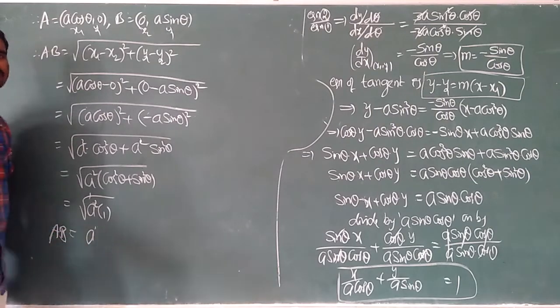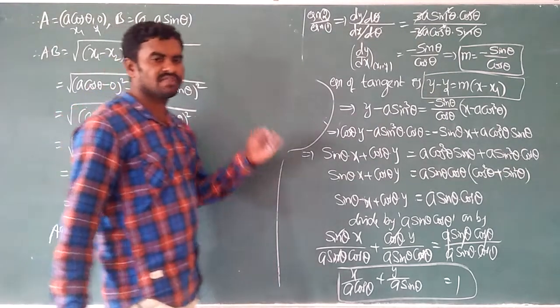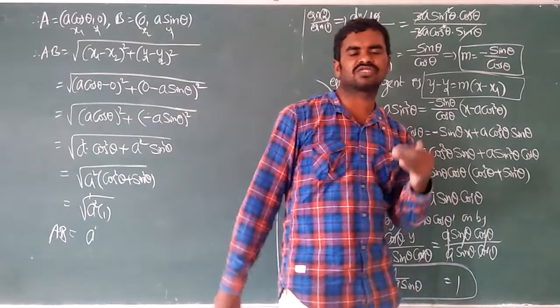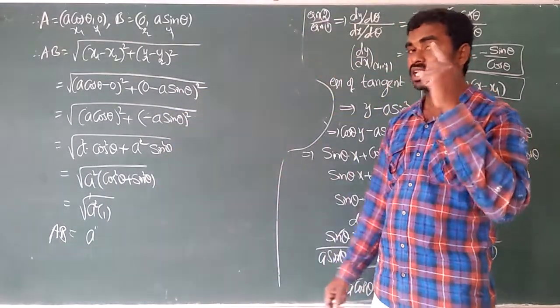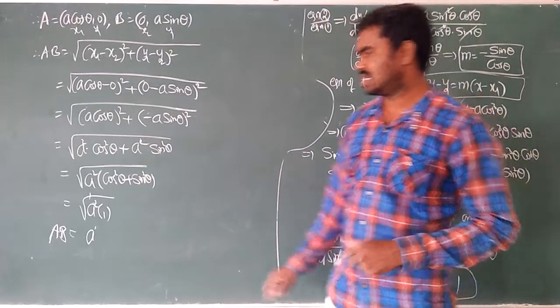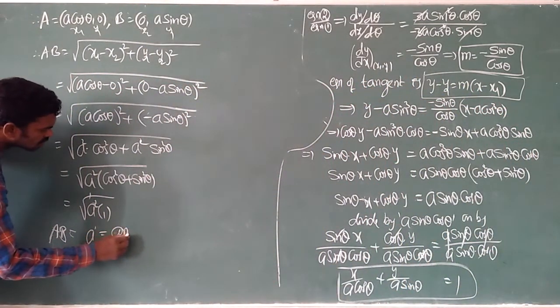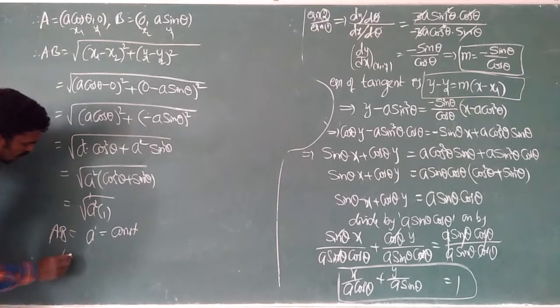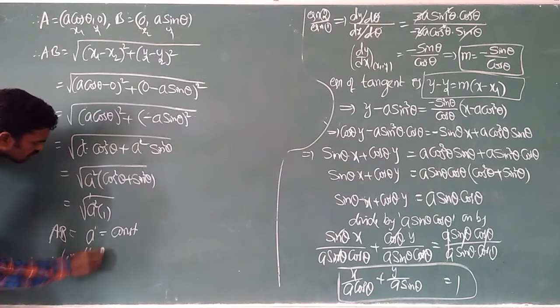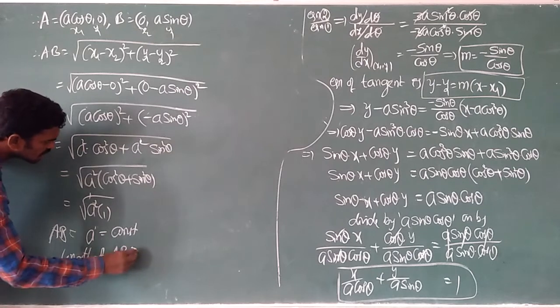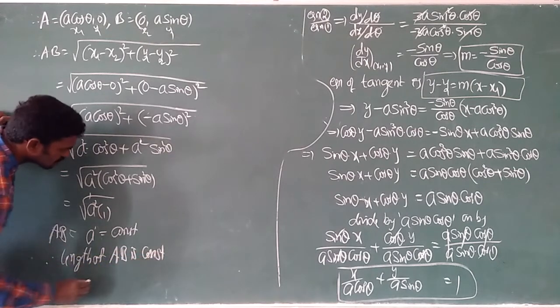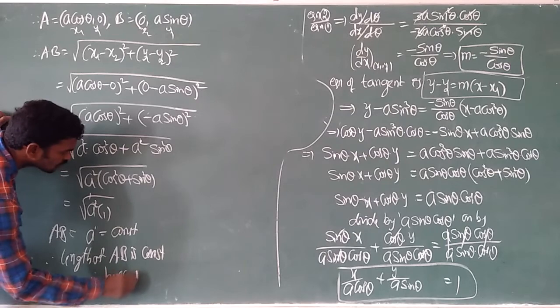A means what? A is some constant. Am I right? In the given equation, x power 2 by 3 plus y power 2 by 3 is equal to A power 2 by 3. That A is nothing but a constant. Yes. So we got it. A is constant. So therefore the length of AB is constant. So therefore, hence proved.